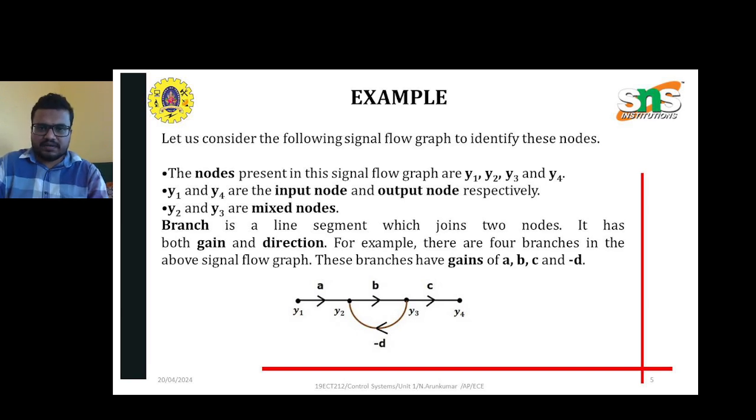Branch is a line segment which joins two nodes. It has both gain and direction. For example, there are 4 branches in the above signal flow graph. The branches have gains of A, B, C and minus D.